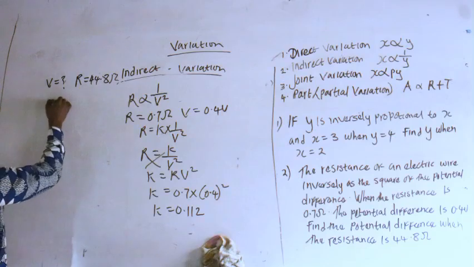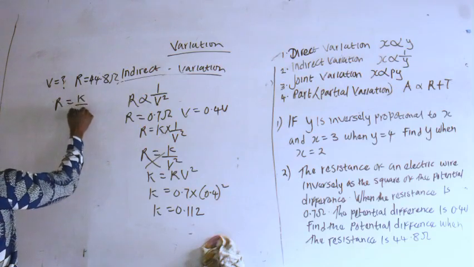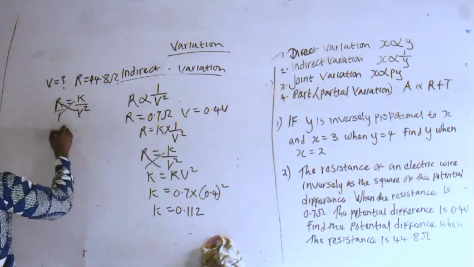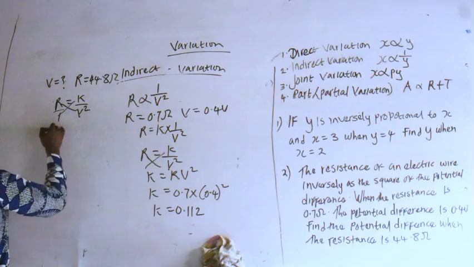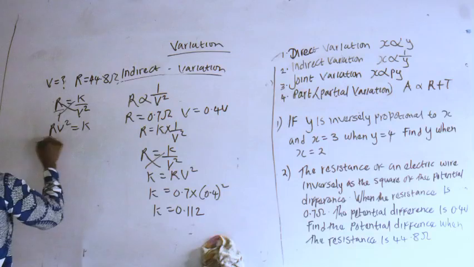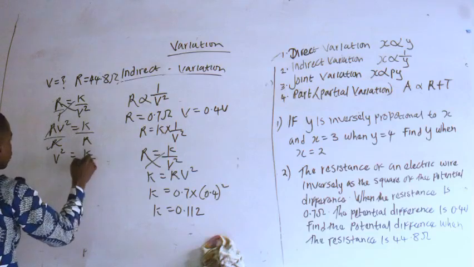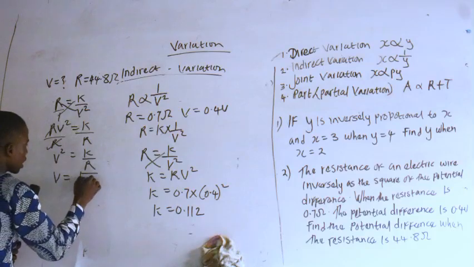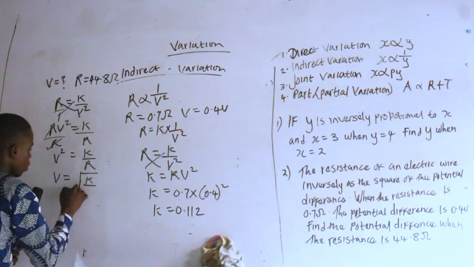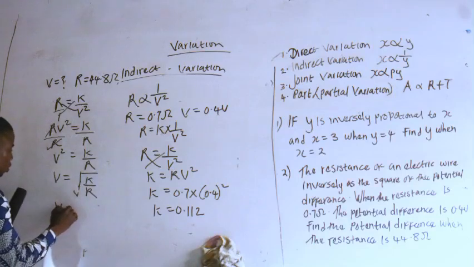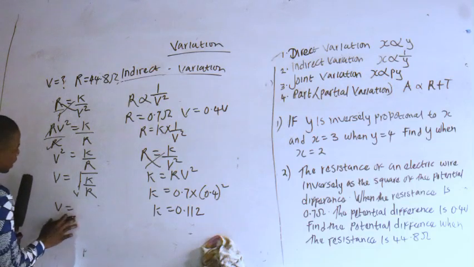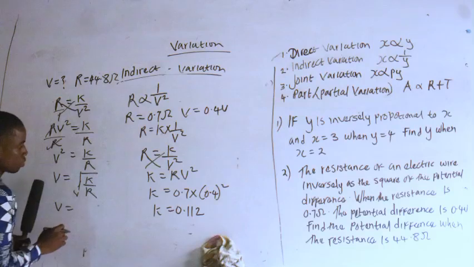Now we are using this formula again. R equal to K all over V square. We are making V the subject of the formula. Cross multiply: R V square equal to K. Divide both sides by R, R cancels, V square equal to K all over R. Now V equal to root of K all over R. Now when you have already done that, what is our K? Our K is what?